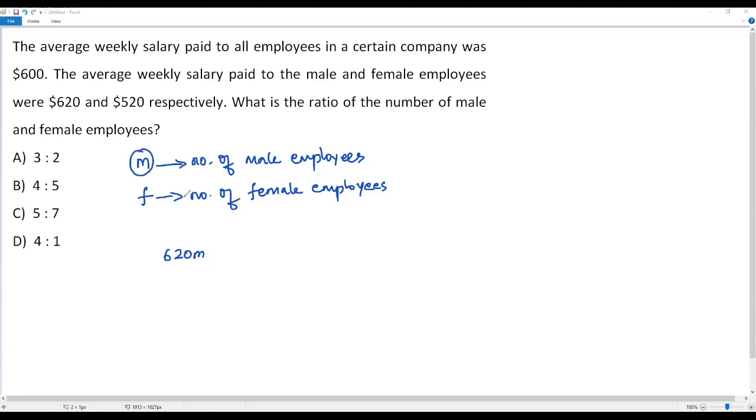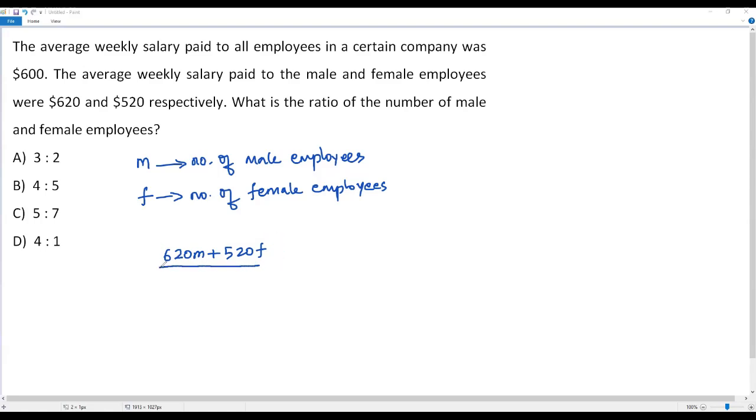In the same way, I can find the total weekly salary paid to F female employees. For that, we multiply the average weekly salary paid to female employees, $520, by the number of female employees. Then I get 520F. This represents the total weekly salary paid to F female employees. When I add these two, I get the total weekly salary paid to all the employees in the company.